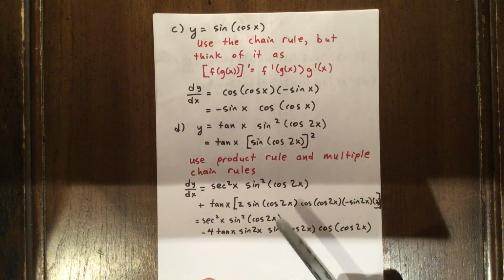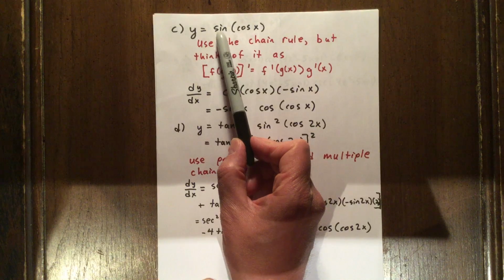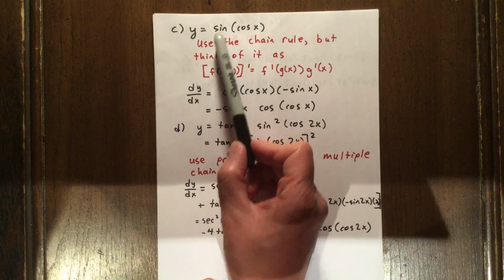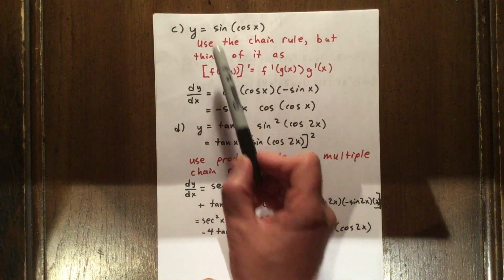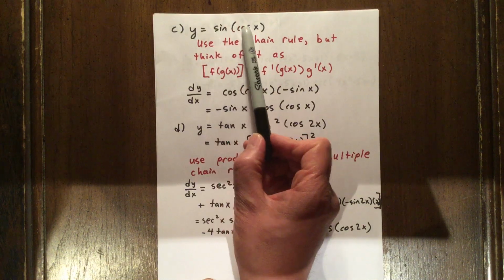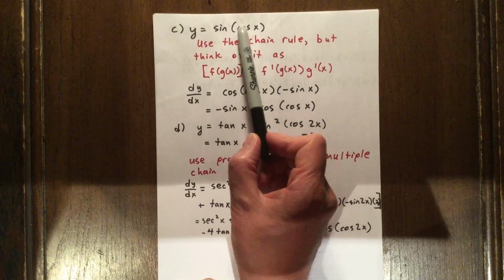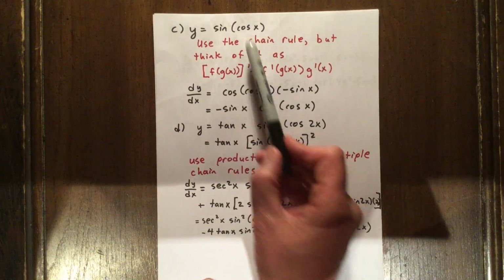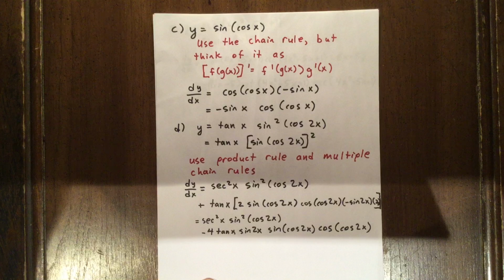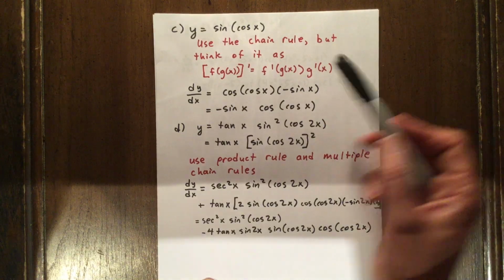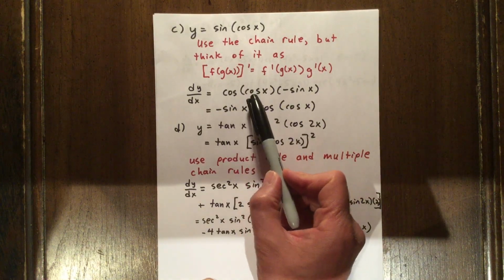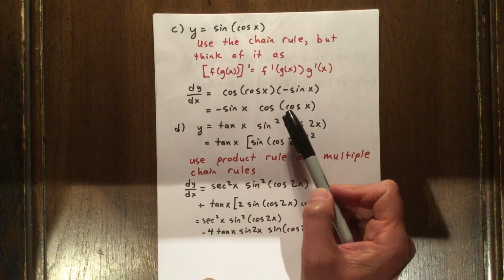Well, that's going to help us. So if we think of f as being sine, then f prime is cos. So we have f prime of g of x, cos x, times f prime of x, times g prime of x. The derivative of cos x is negative sine x. So we have the cos of cos x times negative sine x.